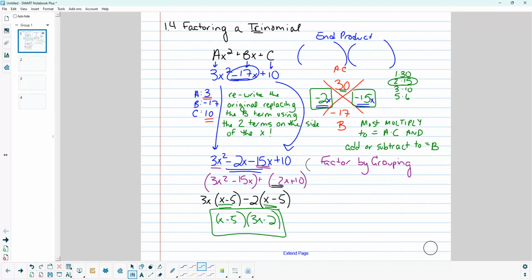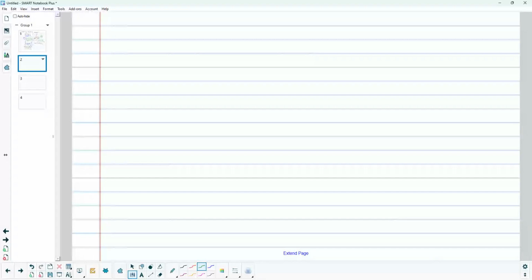But it's really, as long as you can find those 2 factors up in the x, it shouldn't be too bad. So let's go to the next problem.